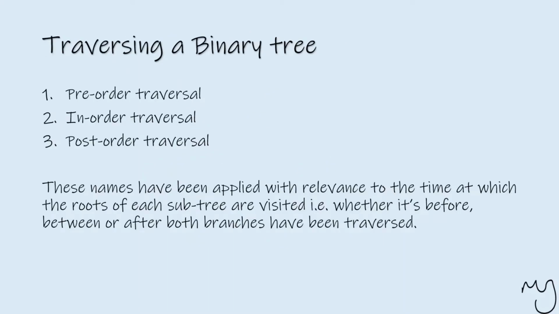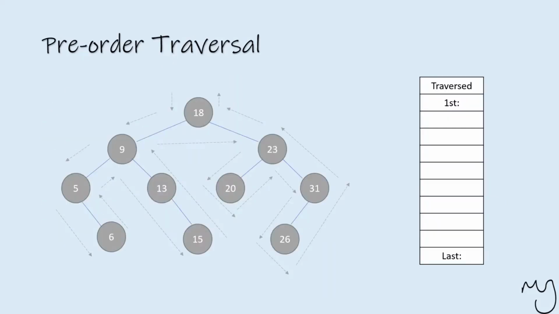And having done that, there are now a few ways that you can go about traversing the binary tree. And there are three main ways. The first one is preorder traversal. The second one is in order. The third is post order. And essentially, these different traversal methods dictate the way in which we read values from the tree itself. And I've said here, these names have been applied with relevance to the time at which the roots of each subtree are visited, i.e. whether it's before, between, or after both branches have been traversed. And you're going to see some examples of that.